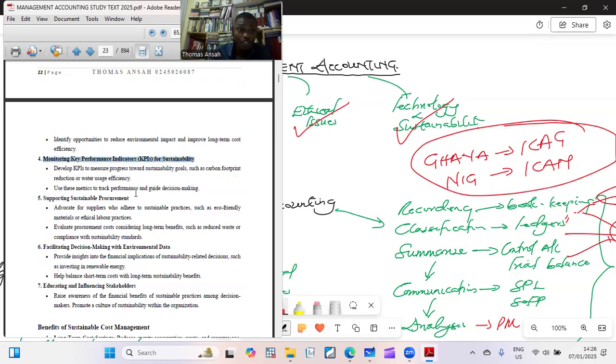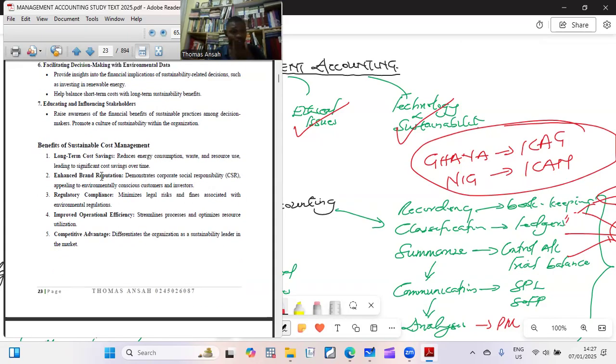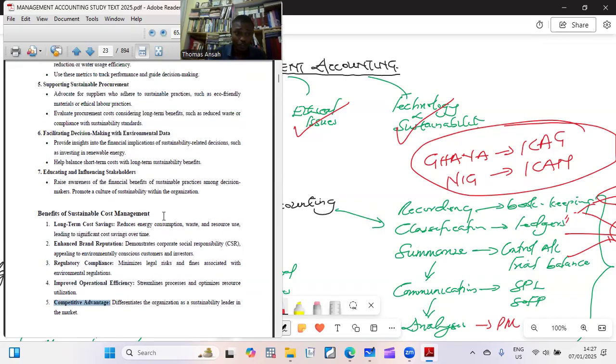Developing KPI for sustainability, you have to do that when you are procuring sustainability and everything. All right, so you facilitate decision making with environmental data. So everything we are doing, we are just basically saying that consider the environment to it. All right, and we spoke about the fact that this thing gives us long term and it enhances your branding, reputation. Those people who are doing more corporate social responsibilities and all those things, it enhances, and these things affect your profitability. Compliance to improve operational efficiency and have a competitive advantage. So these are the benefits of cost management.